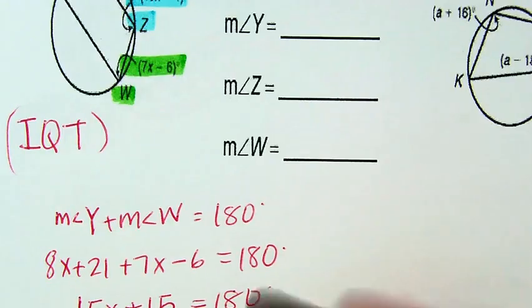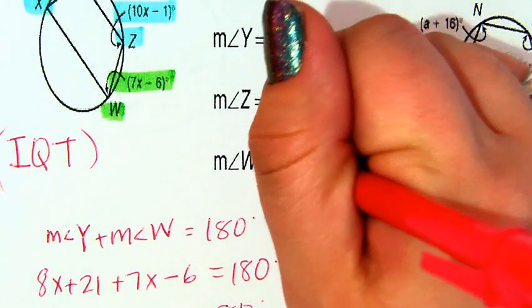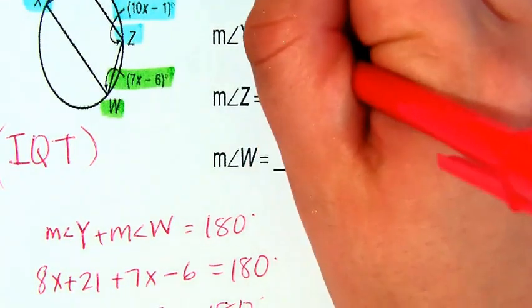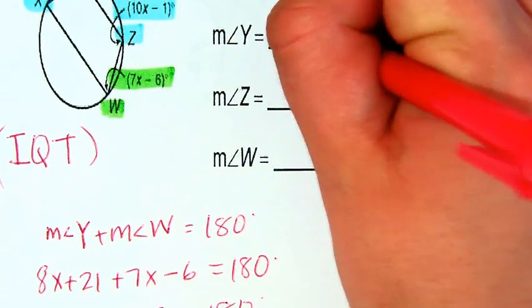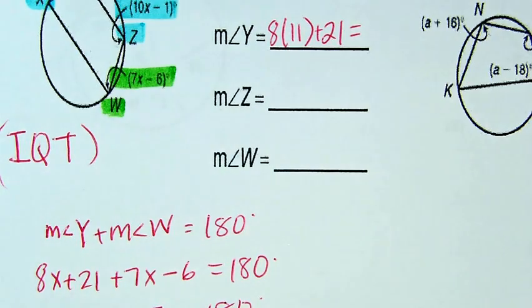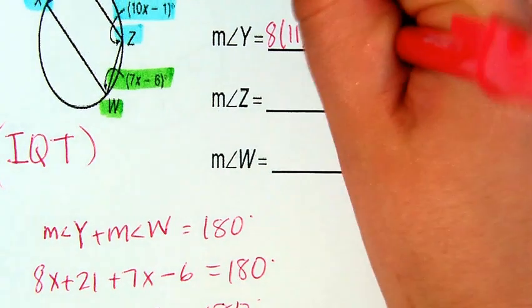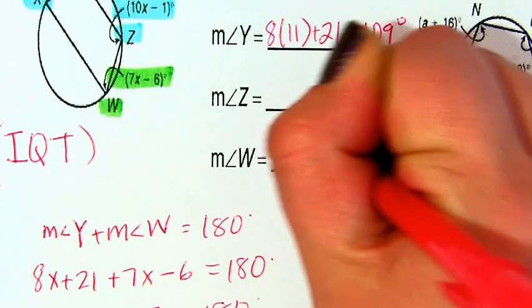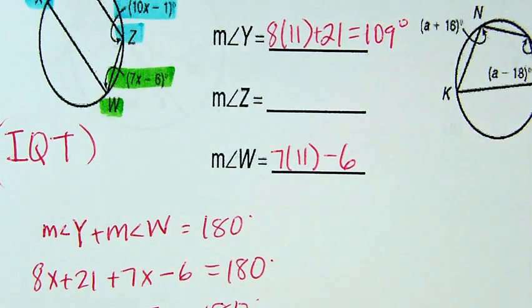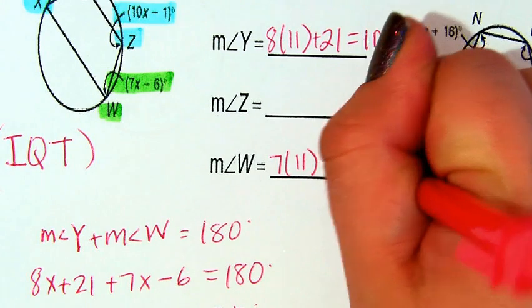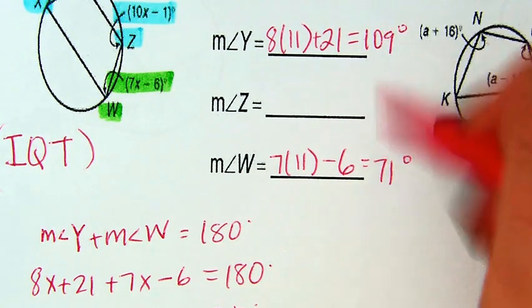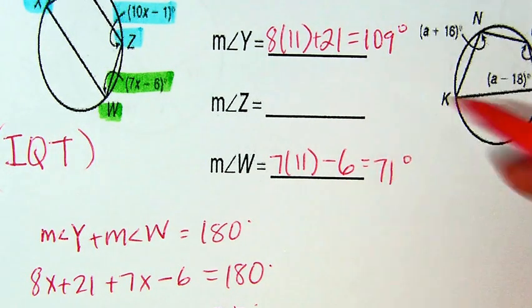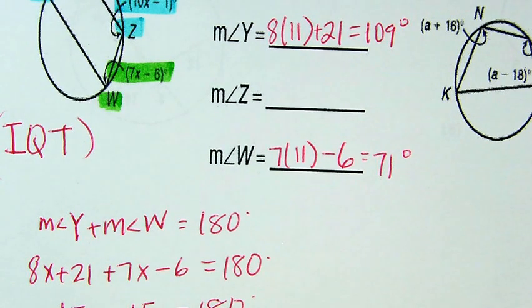So now that we know x is 11, I can find the measure of angle Y and W by plugging in our value here. So let's start off with Y. 8 times 11 plus 21 is going to equal 109 degrees. And angle W is 7 times 11 minus 6. So 77 minus 6 is 71 degrees. You can double check. Adding these 2 angles together should give you 180. And if it doesn't, then we made a mistake somewhere.